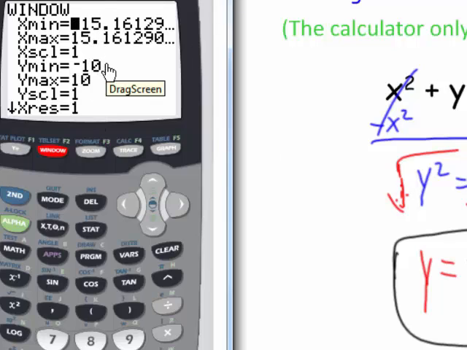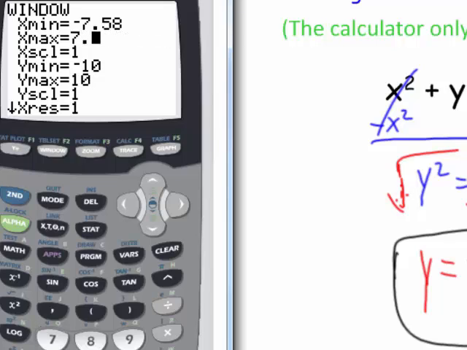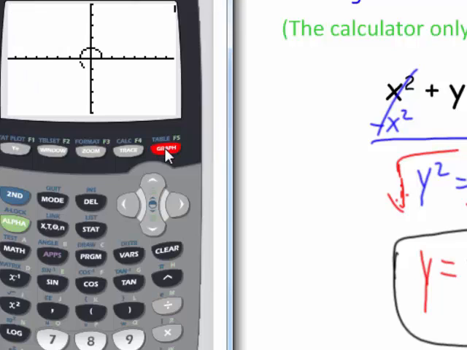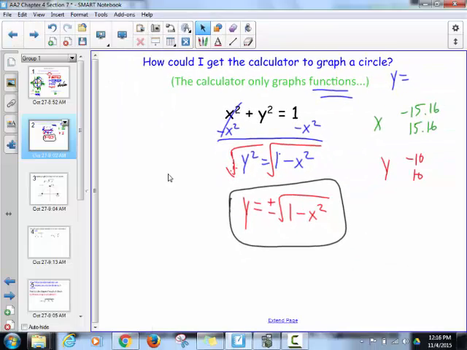If I divide them all by 2, I would end up with negative 7.58 and 7.58. And I can keep counting by ones, that's fine. If I divide these by 2, I'd be at negative 5 and 5. So there we go. Let's go graph that now. Yeah, now that looks like a circle. See, perfect. There we go. Okay, so at least we know how to graph this on a calculator now.